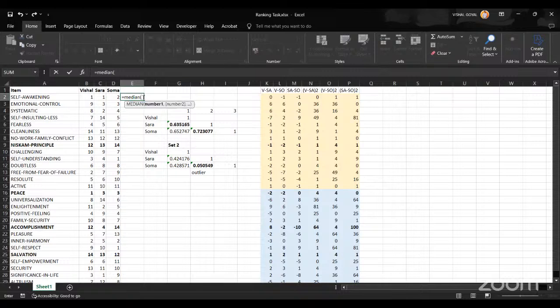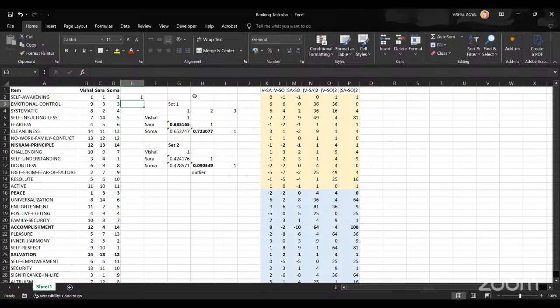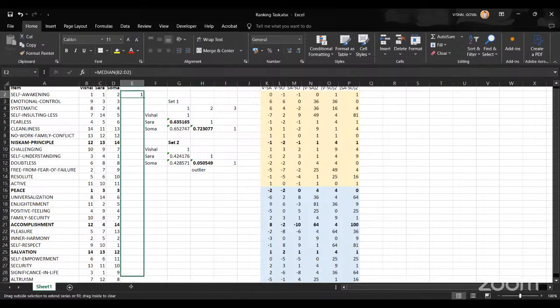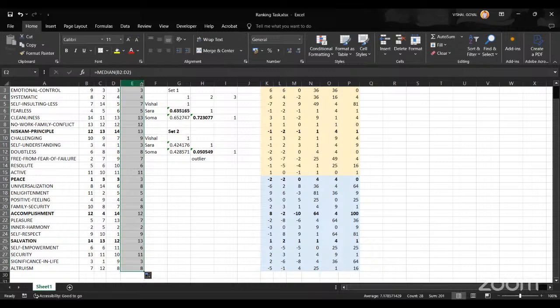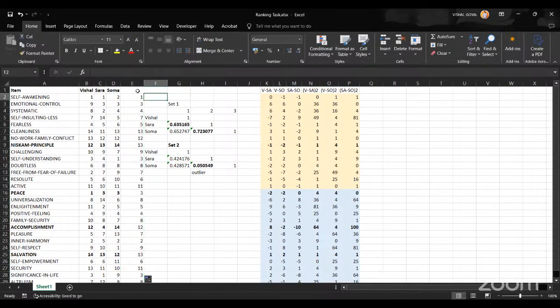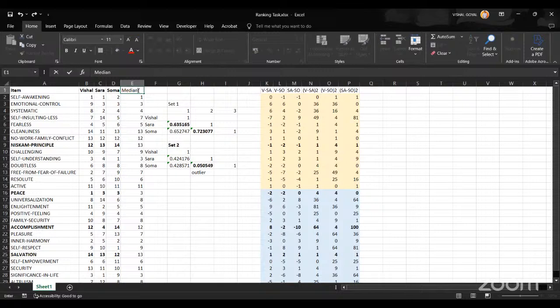bracket B2 colon D2 bracket close. Enter. Now you copy paste. So this is the median value, median rank. So now you can find out the median difference.